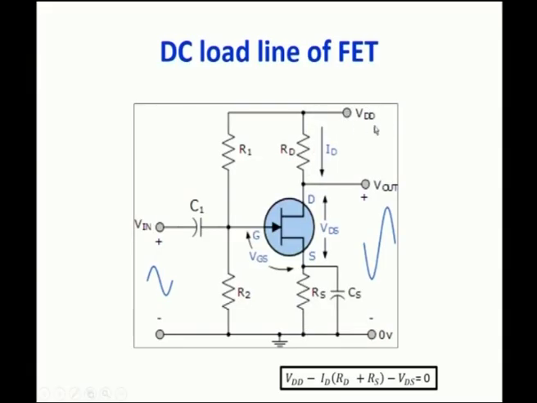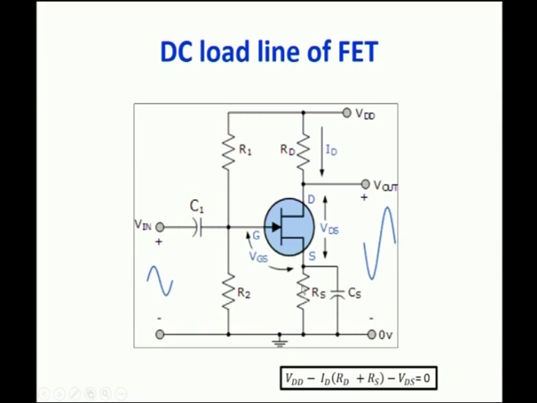It is the voltage supply minus the voltage drop across the resistances equal to 0, that is Kirchhoff's voltage law. So, VDD minus IDRD, this is the voltage drop, VDD minus IDRD minus VDS. What is this VDS? It is the potential difference present across the terminals drain and source. So, VDD minus IDRD minus VDS minus the voltage drop across this resistance.